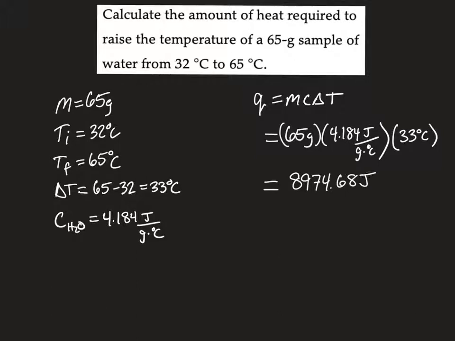8,974.68 joules. And then we have to round that to the proper number of significant figures, which is 2 based on the given information. There's 2 significant figures in 65 grams. There are also 2 significant figures in the initial temperature or the final temperature. And so when we round that to 2 significant figures, 9.0 times 10 to the third joules.